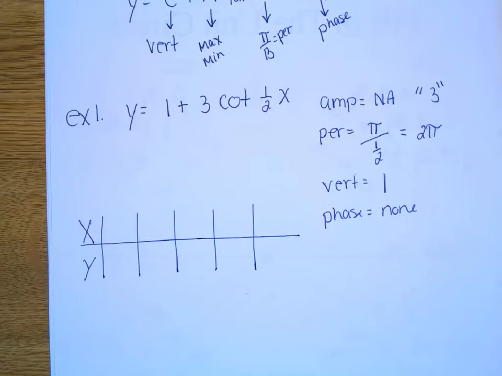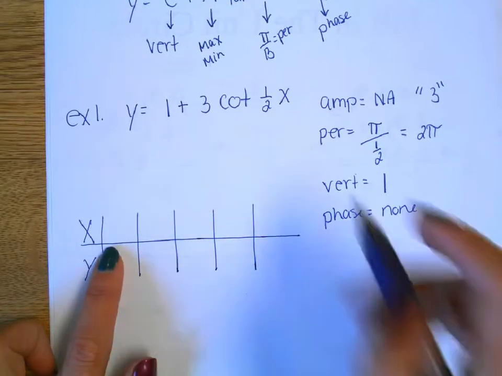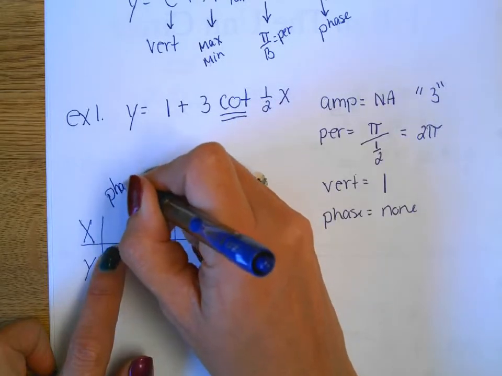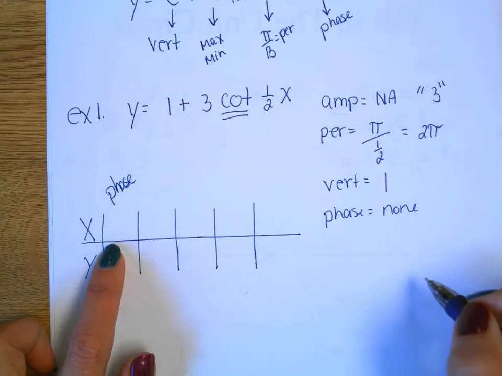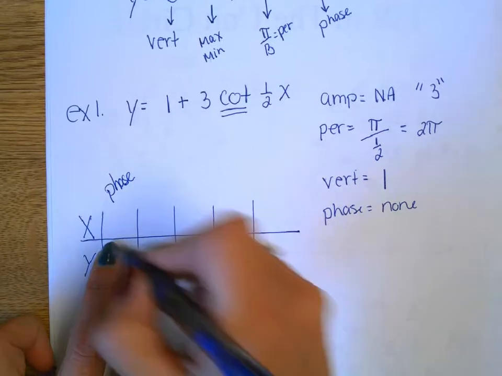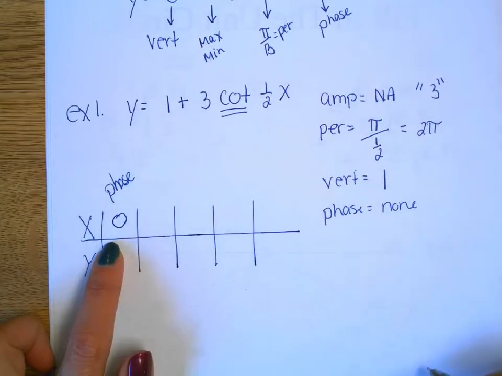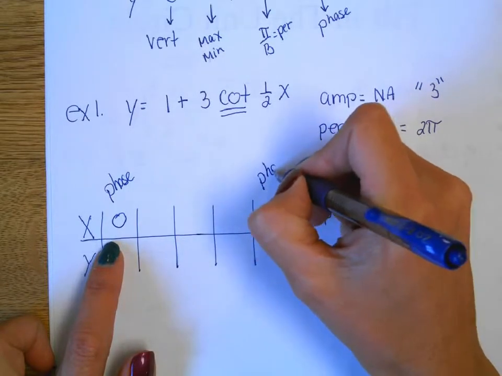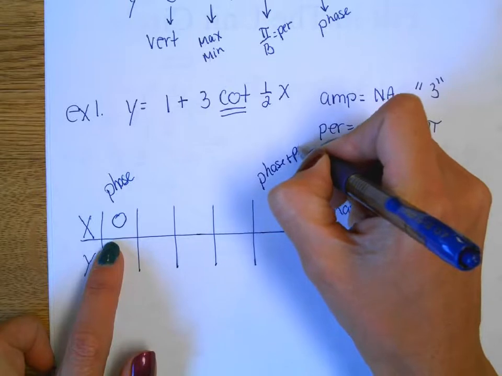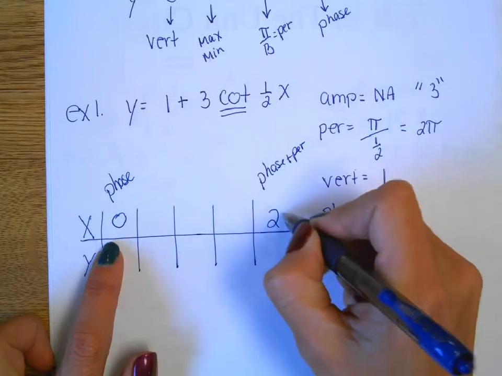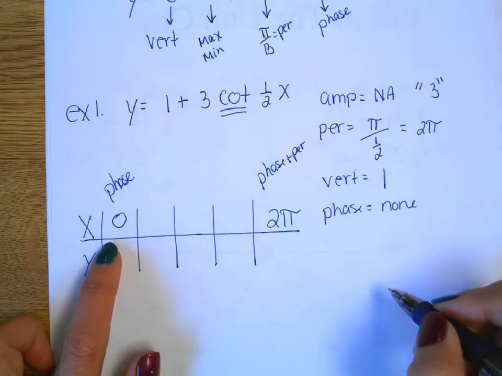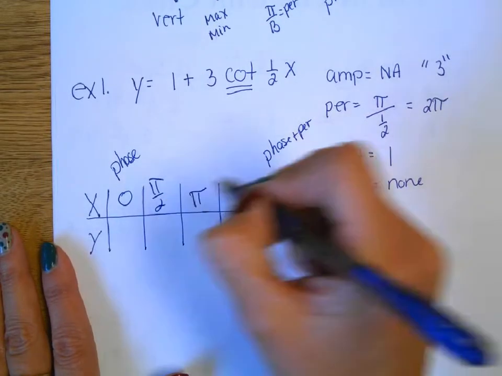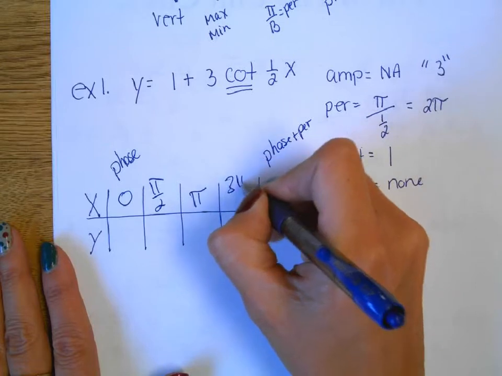So, here we go. Starting x value. Cotangent does start at the phase. How much phase do I have? 0. Zero phase, so it's going to start at 0. And it's still going to be phase plus period, which is going to be 2 pi. And so these middle ones are easy here. Pi, pi over 2, 3 pi over 2.